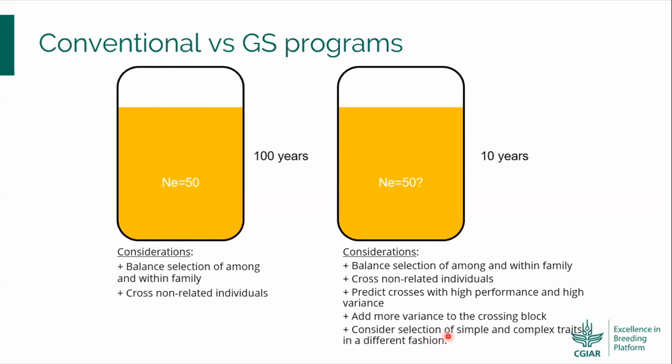Like we mentioned, there might be other solutions, like adding more genetic variance to the crossing block when the burning rate is too fast, and, like I said, considering the simple and complex trait architecture in your selection, because the effective population size will really be reduced when you move to a genomic selection program.